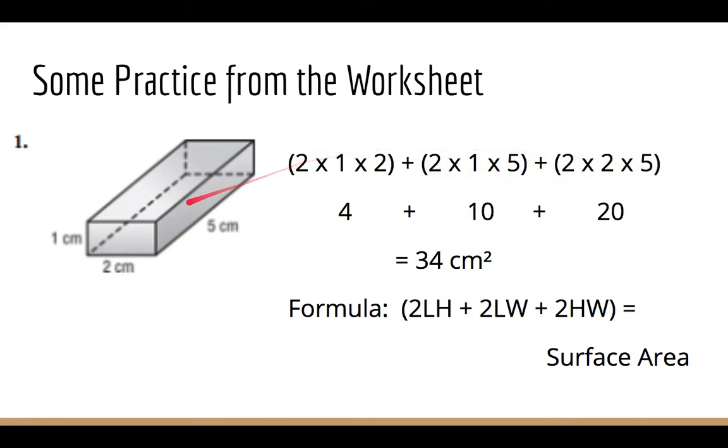And 2 times 5. 2 comes from here, 5 comes from here. 2 times 5 is 10, and you double it, so it's 20. 4 plus 10 plus 20 is 34. It's centimeters squared. So again, all we did was make sure to multiply this 1 by this 2, this 1 by this 5, and this 2 by this 5.